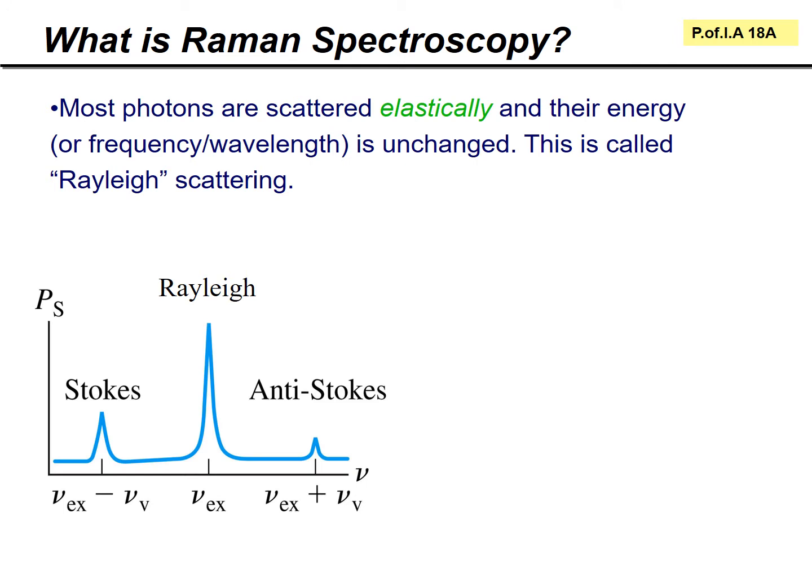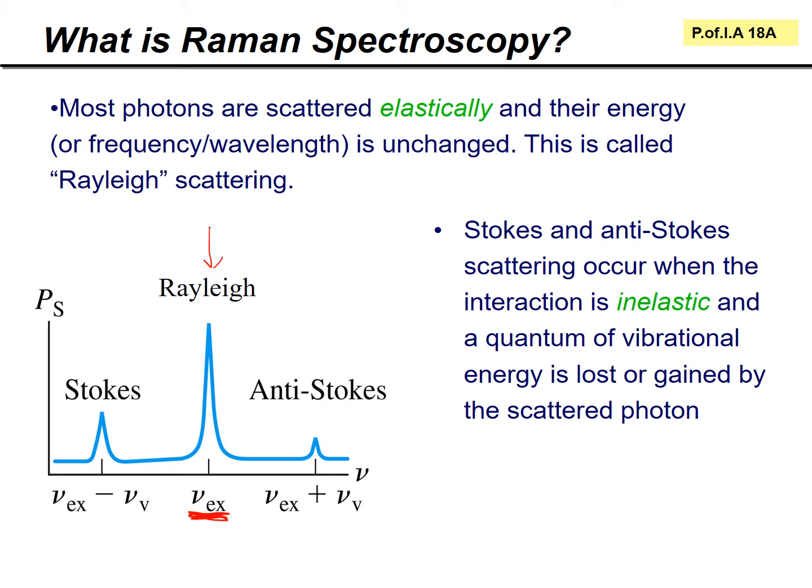So, most photons are scattered elastically. That's Rayleigh scattering. You shine light on the molecule, the photon bounces off. The frequency or wavelength is unchanged. So what we've got here is our excitation frequency, or the frequency of our incident light. This blue line is showing the intensity of the scattered photons. Most of them are here in the Rayleigh peak.